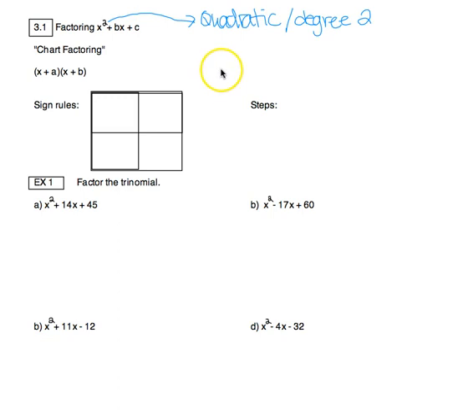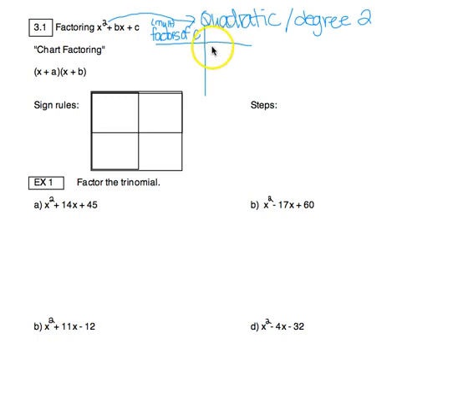So what we are doing when we chart factor is we are making this little T-chart looking guy, and we are listing the factors of c, which is the constant, on the left side. Remember that factors means multiply. So we're looking for pairs of numbers that multiply to give you your constant.